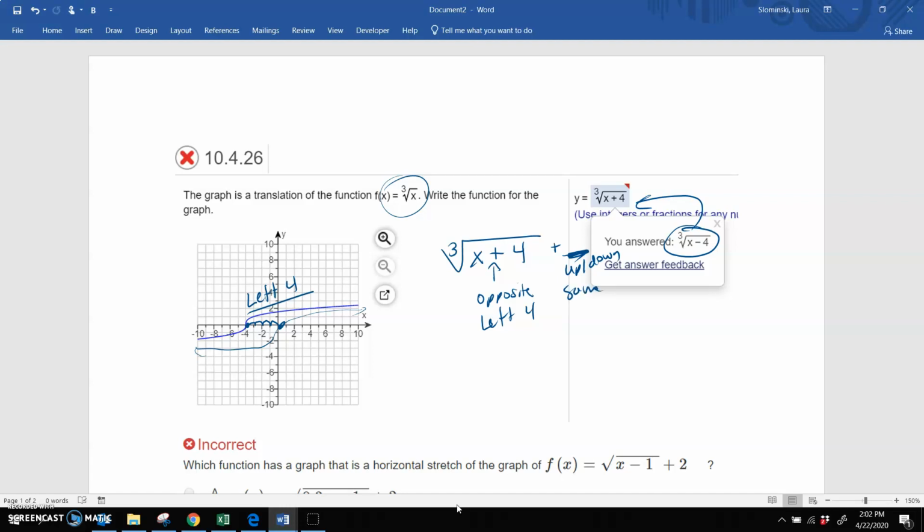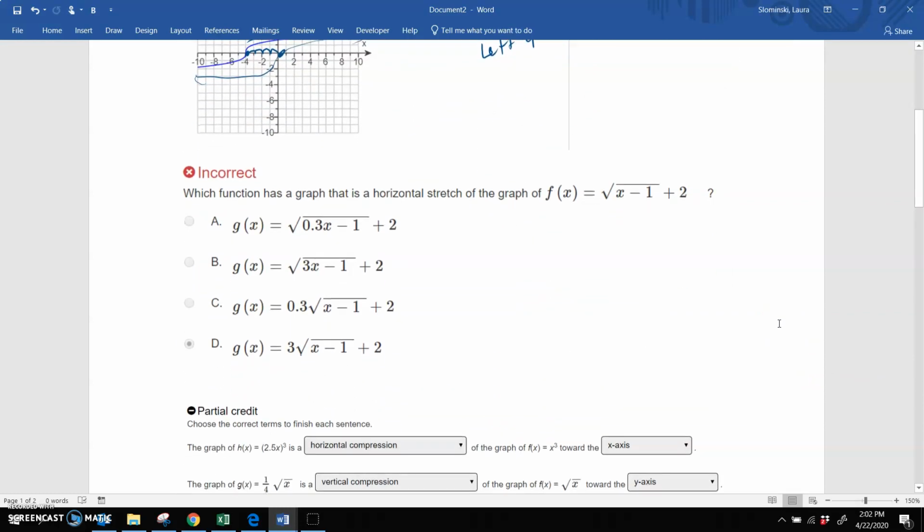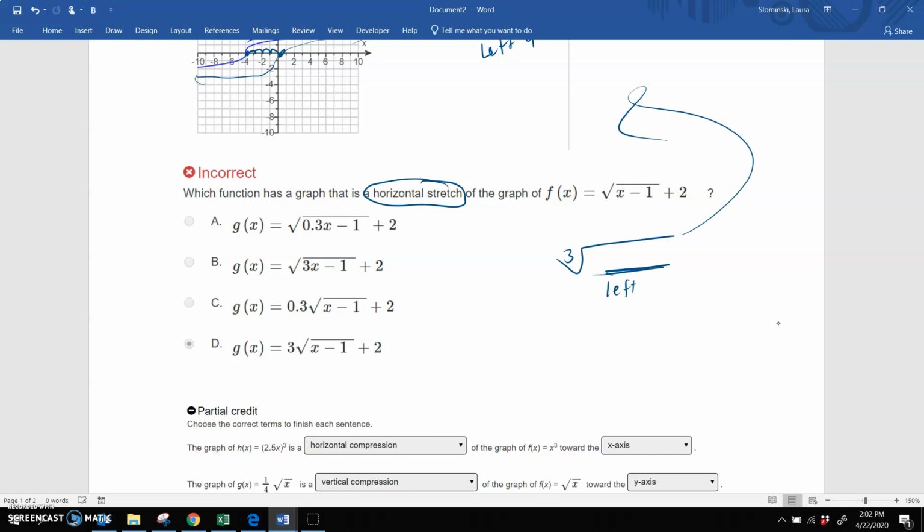Okay, so I'm going to use this to talk about the actual answer, the mistake you made, but then kind of extend it as well. Now the reason that I wanted to talk about that is the next question talks about a horizontal stretch. This is another good example of how we just said that if it was under the radical with the x, it affected it left or right. In terms of translations, left and right is horizontal.